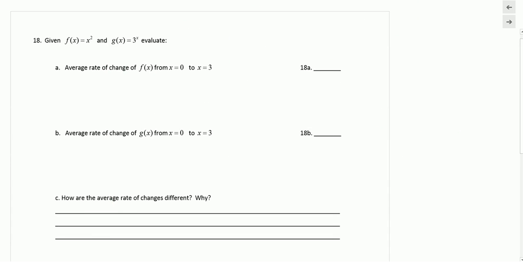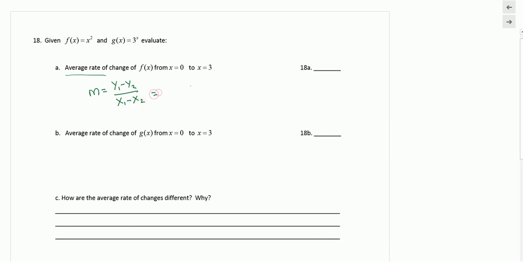Number 18 asks us to find the average rate of change. And we have two functions. So our first function is f of x equals x squared. And when you see average rate of change, think slope. Remember, slope is the change in your y values over the change in your x values.